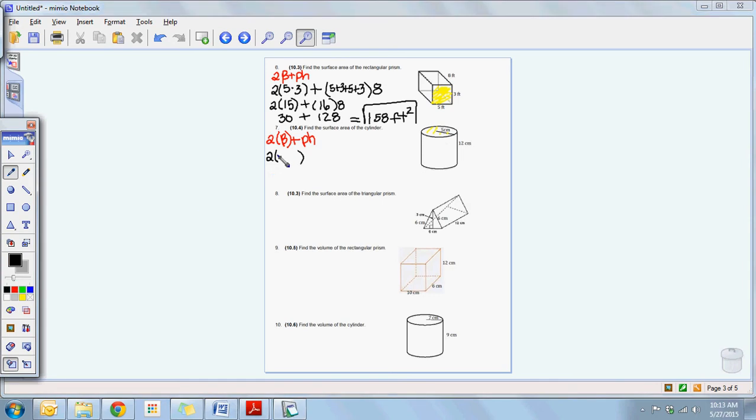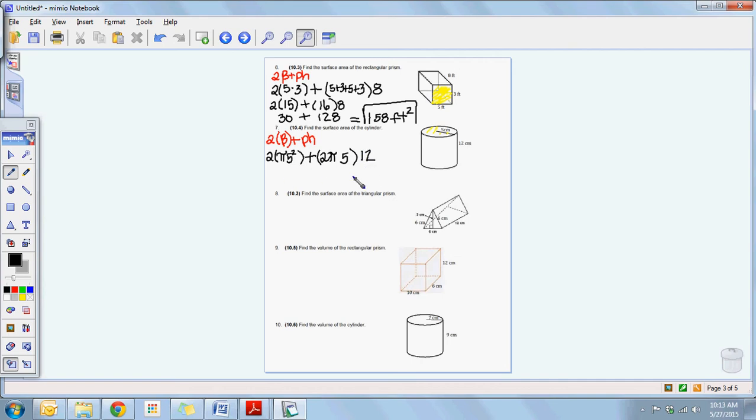So if I do pi r squared, my radius of my circle is 5, so 5 squared, plus, now this is where it's a little tricky, the perimeter of a circle. How do you find the distance around a circle? It's a whole separate formula. 2 pi radius again. So 2 times pi times the radius, 2 pi 5. And then the height of the entire prism, or the cylinder, is 12.